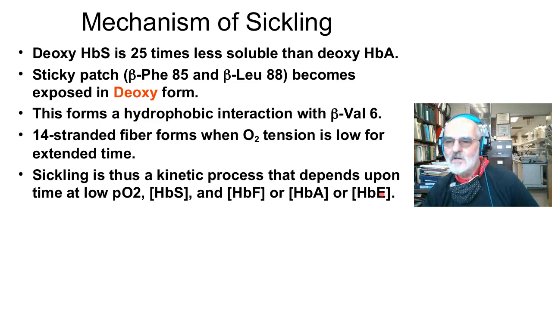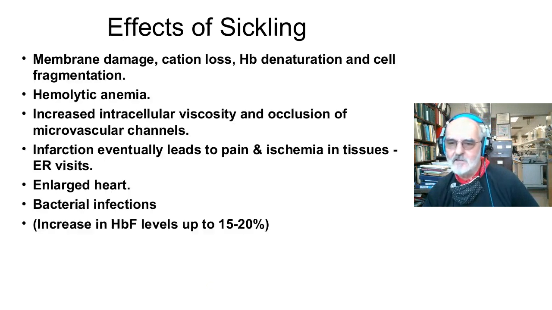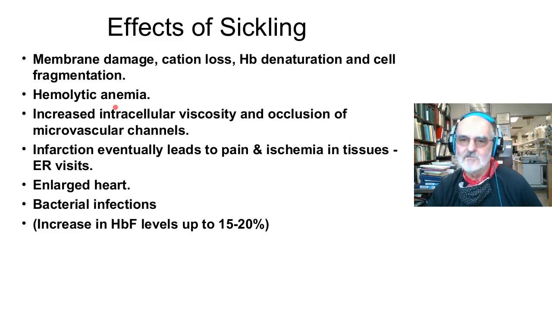And then you can have other mutations that could also impact this. It causes membrane damage, cation release, hemoglobin denaturation, cell fragmentation. It's a hemolytic anemia because the red blood cells are destroyed. Increased intracellular viscosity, occlusion of the microvasculature, which leads to pain and ischemia in tissues. It can lead to an enlarged heart. Remember that football player from Ole Miss had an enlarged heart. It will lead to inflammation and bacterial infections.